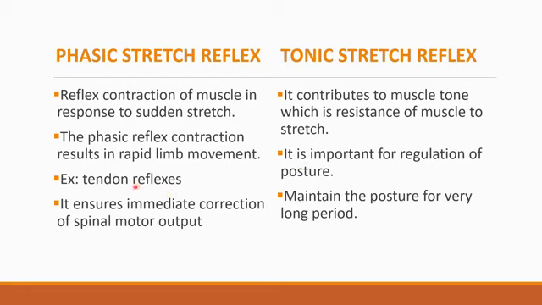The phasic stretch reflex examples are tendon reflexes like the knee reflex and biceps reflex. This phasic stretch reflex ensures immediate correction of the spinal motor output. If there is any error in the motor output coming out of the spinal cord, this phasic stretch reflex corrects it immediately.